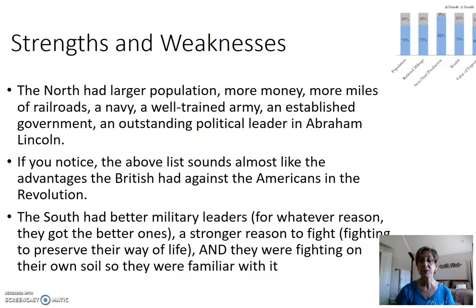And they're fighting to preserve their way of life, even if they don't own slaves in the South. And remember, most people did not. It was a few wealthy people that did. Most people did not own slaves. So even if you don't own slaves in the South, your way of life depends on slavery. And so you're fighting to preserve your way of life. And they're fighting on familiar soil. So it's a lot like what the rebels had during the Revolution, as far as strengths are concerned.